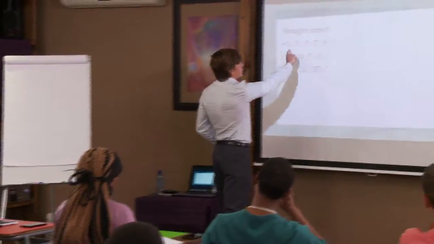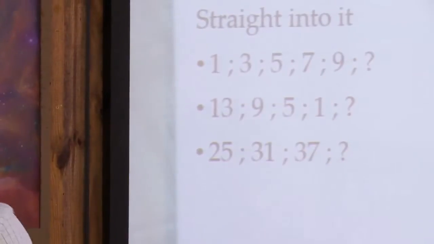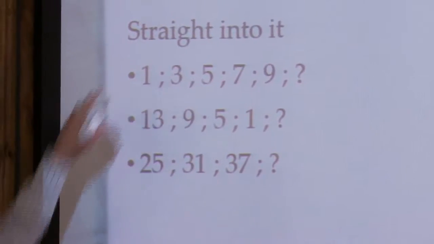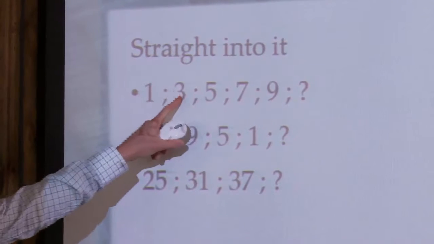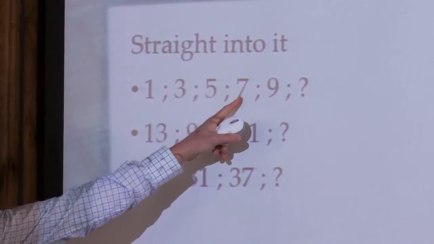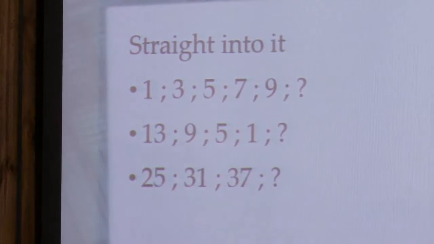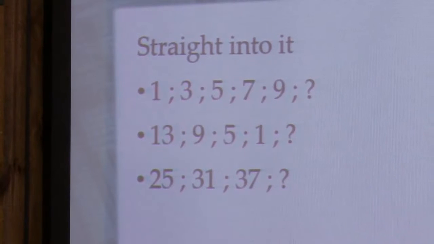We have a sequence here, which is a number of numbers that follow each other. The term is a specific one of those numbers. So that is a term, that is a term, that is a term. That is a term, good. It is also 7, but it's one of the terms in that sequence.